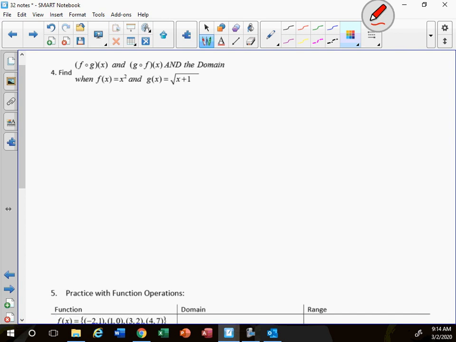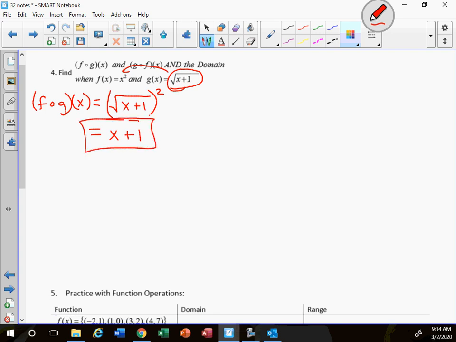Okay, guys, let's look. Now instead of fractions, we're throwing a square root in there for you, okay? So let's do f of g of x together. All right, so I am plugging the square root into something squared. It does. So it becomes just x plus 1. This is where domain is, you just have to pay attention.